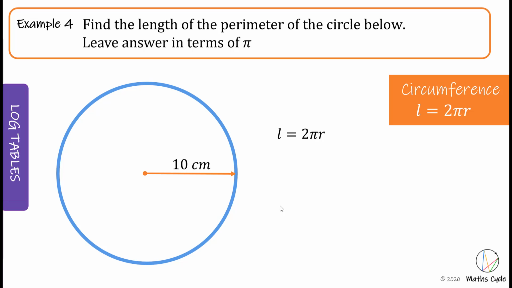We don't need to do anything with the pi. So instead of r, we're going to sub in 10 in brackets. And remember that this means 2 pi multiplied by 10. So we can multiply the 2 by the 10 to get 20. And we just leave the pi in the answer. So the length equals 20 pi centimeters. Okay? And that's the answer.